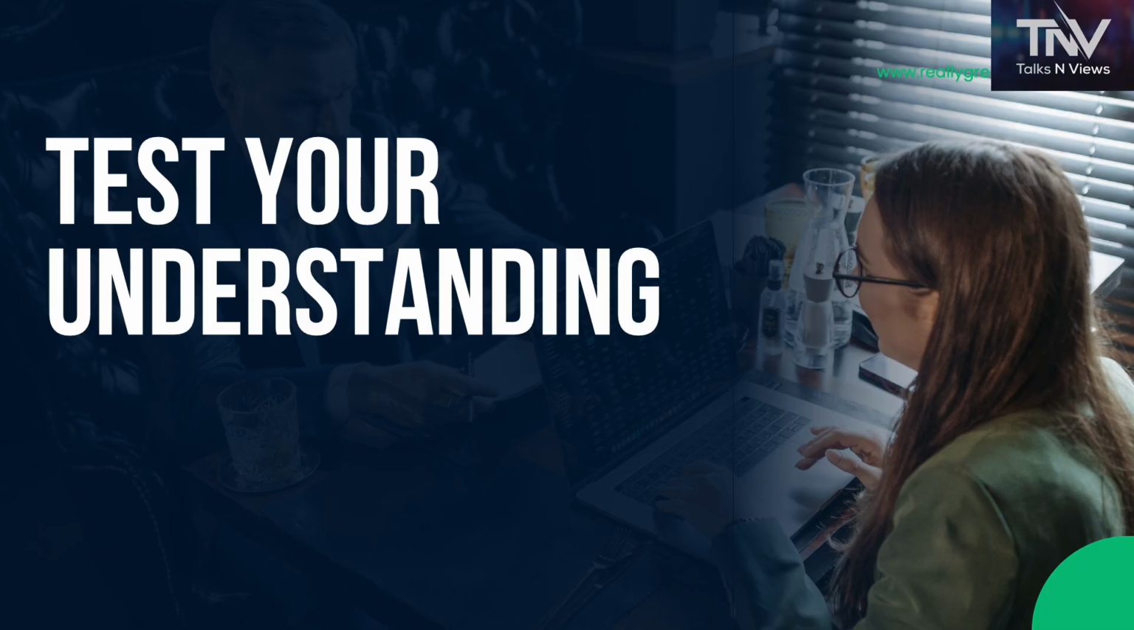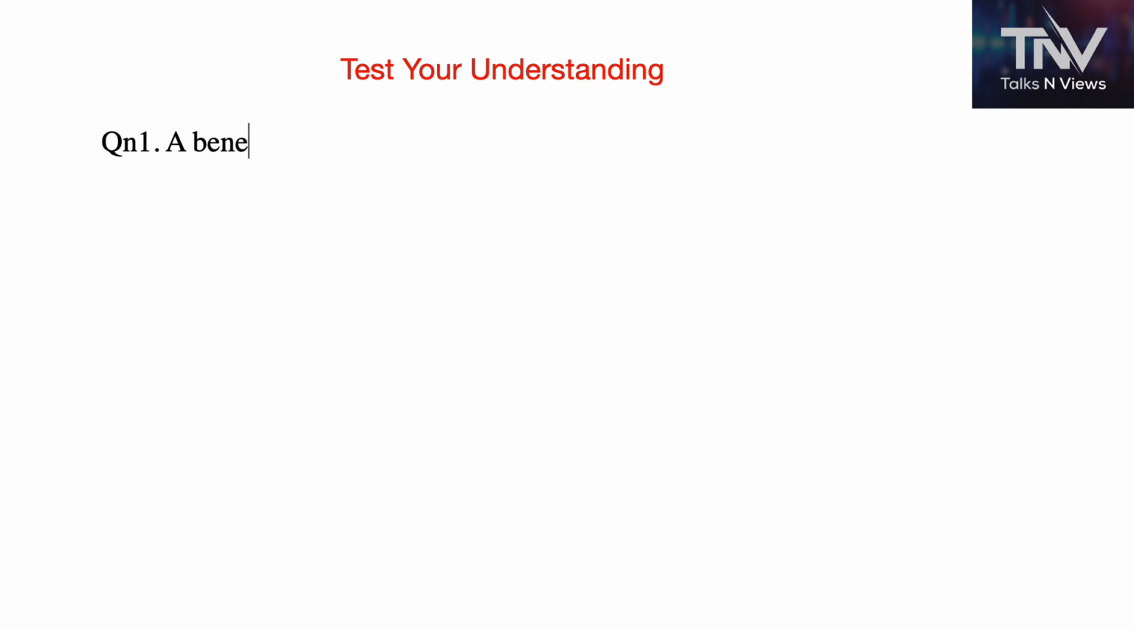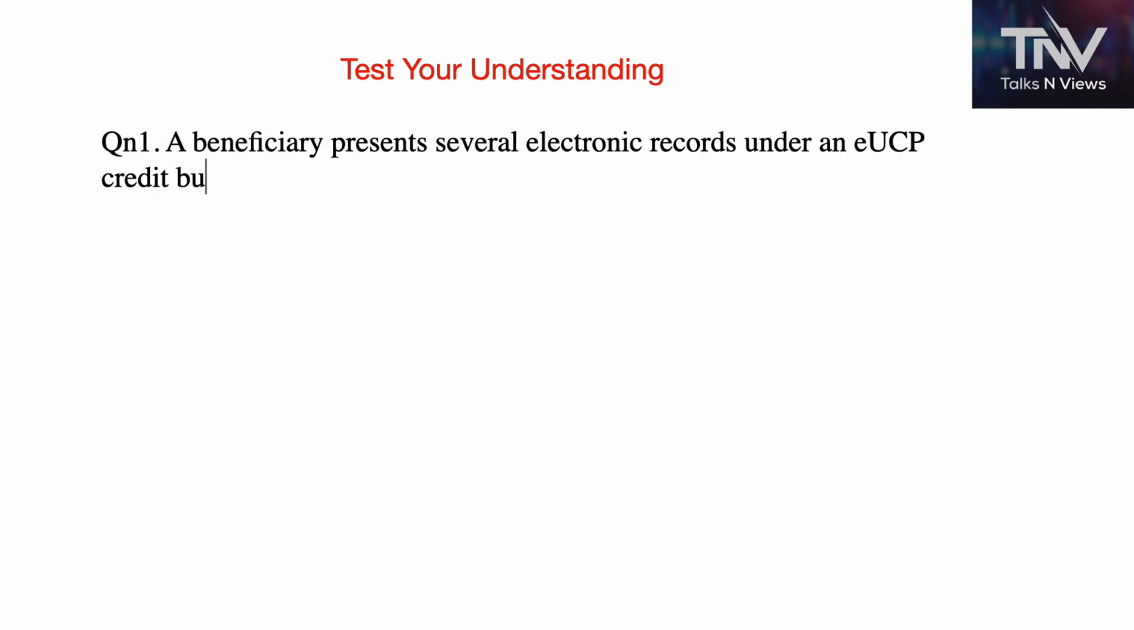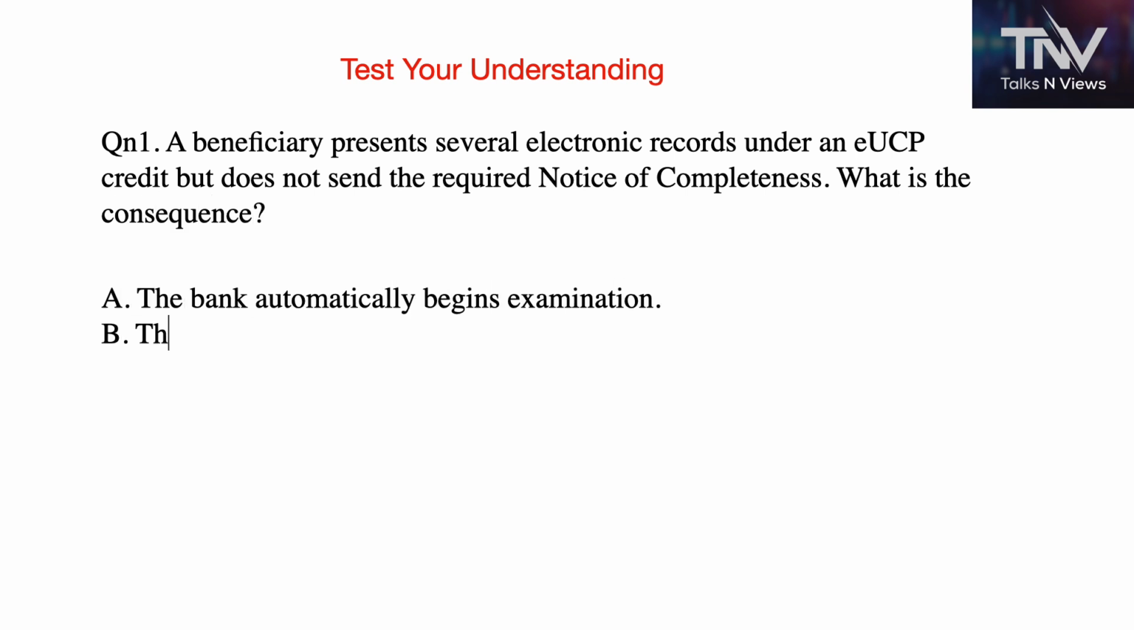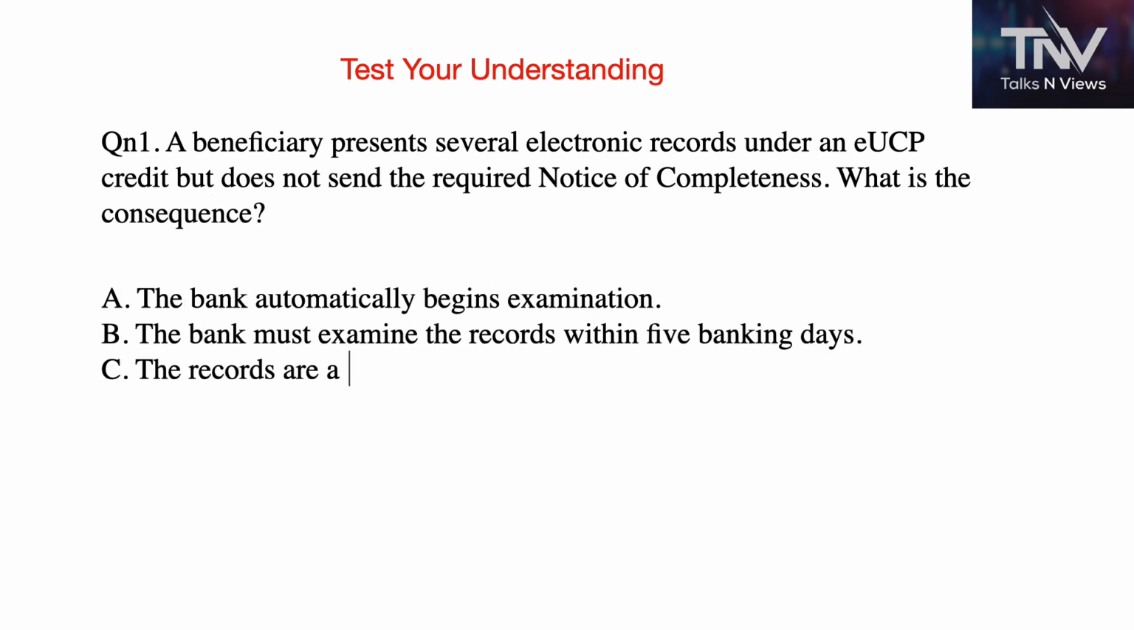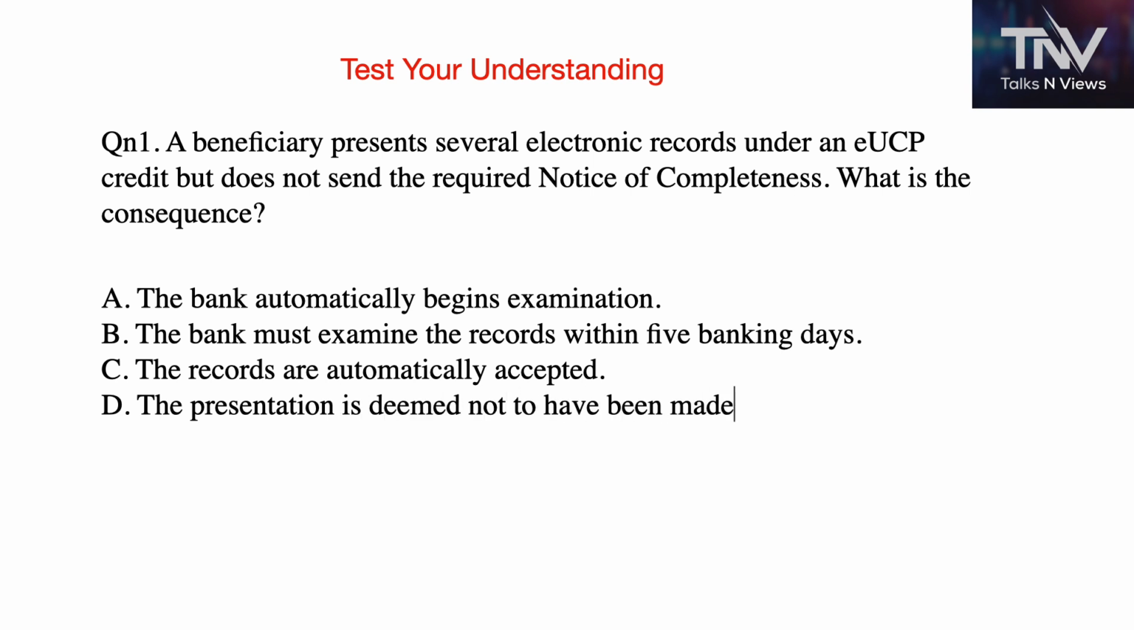Now let's test your understanding on this article with few questions. Question 1. A beneficiary presents several electronic records under an eUCP credit but does not send the required notice of completeness. What is the consequence? A. The bank automatically begins examination. B. The bank must examine the records within 5 banking days. C. The records are automatically accepted. D. The presentation is deemed not to have been made. Answer: D.